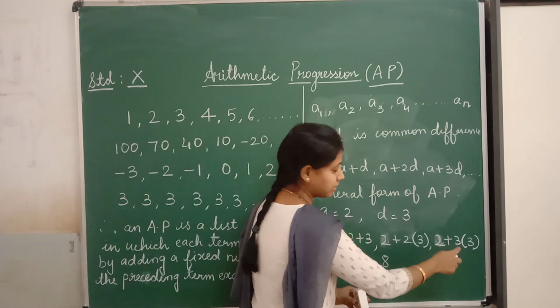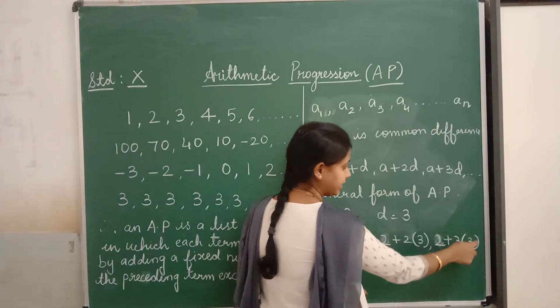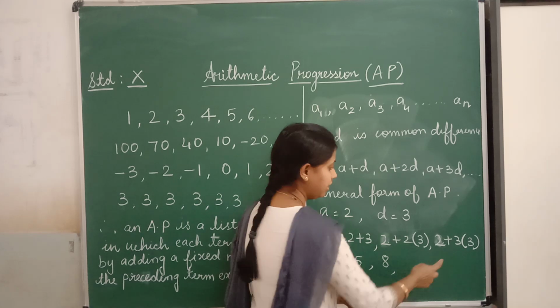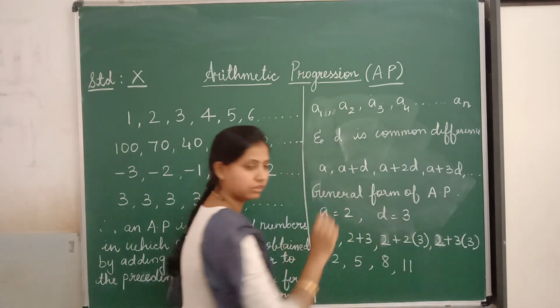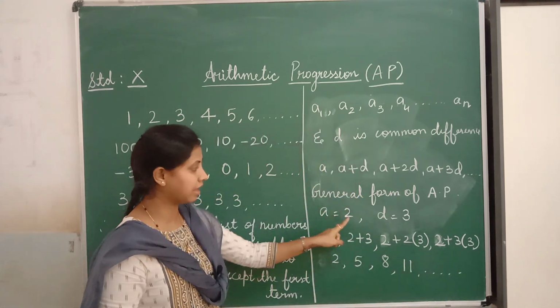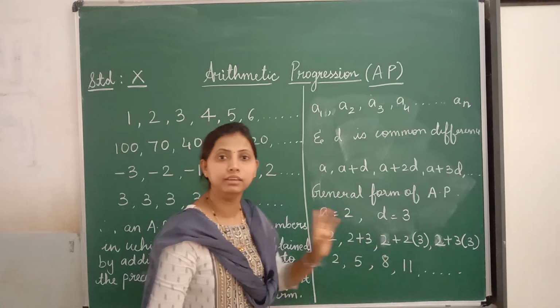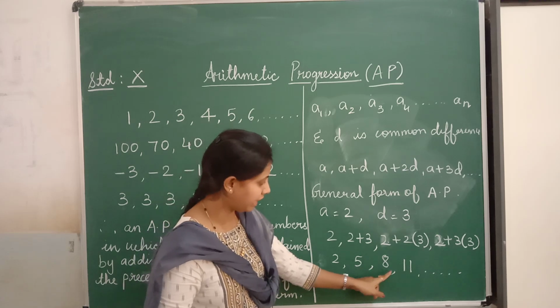Next, to get the next term, A plus 3D. A is 2, and D is nothing but 3. So 3 3s is 9, and 9 plus 2 is 11. So this forms an AP. So when the first term and common difference are given, you are able to write an AP. Yes. So the AP here is 2, 5, 8, 11.